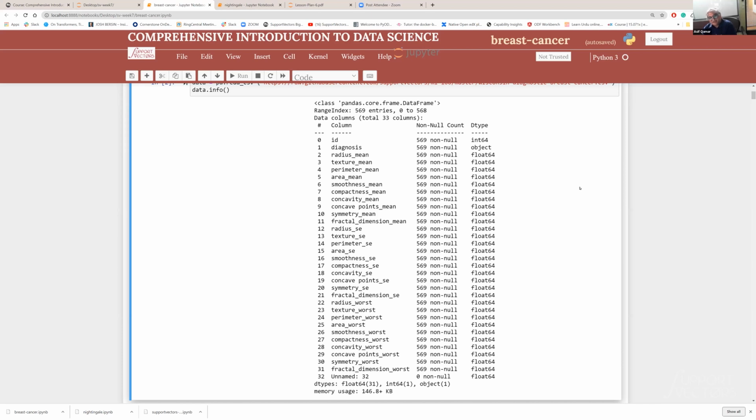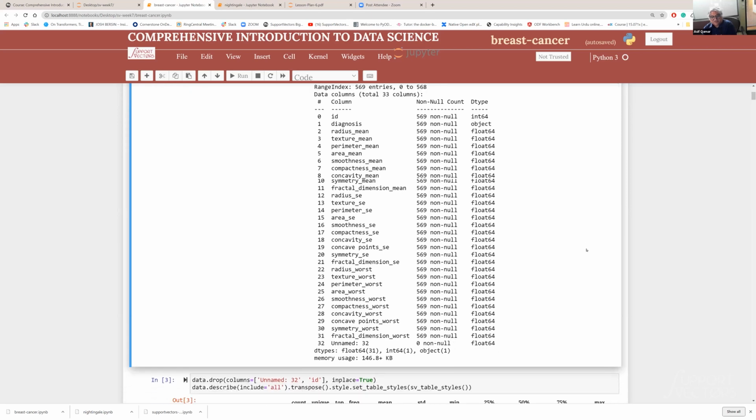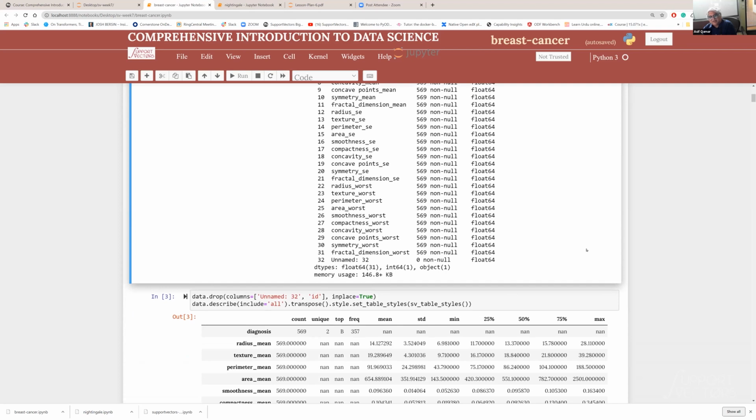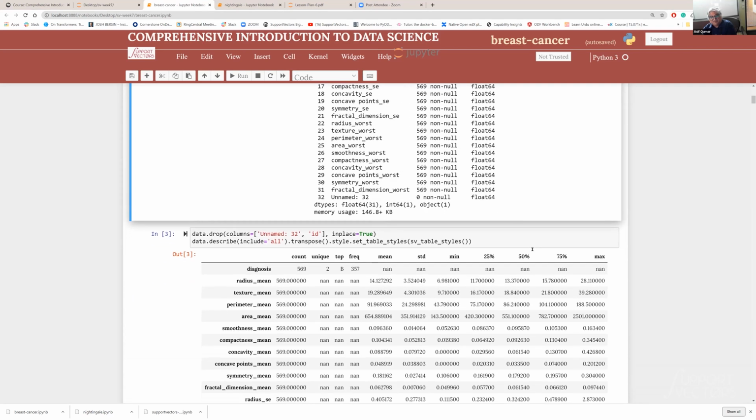Radius, standard, then the rest of it is the same thing repeated as standard error and so forth. And then the worst values of it was the worst radius that you see, so on and so forth. So three types: the mean, the standard error, think of it as sort of analogous to the variance, and the worst point.